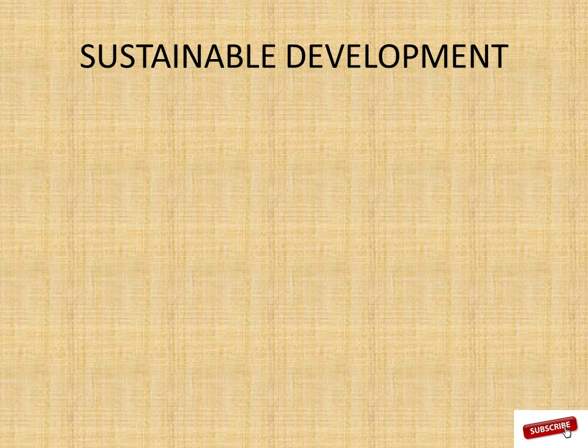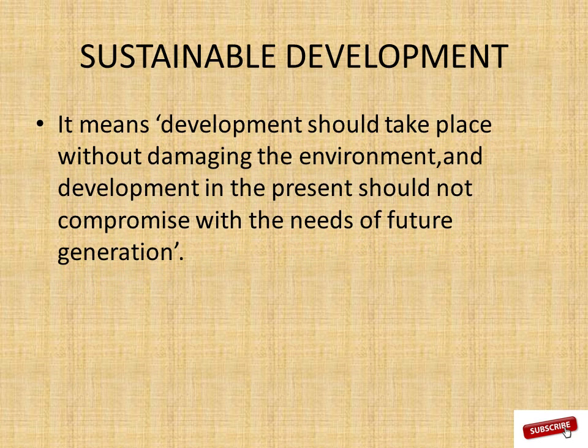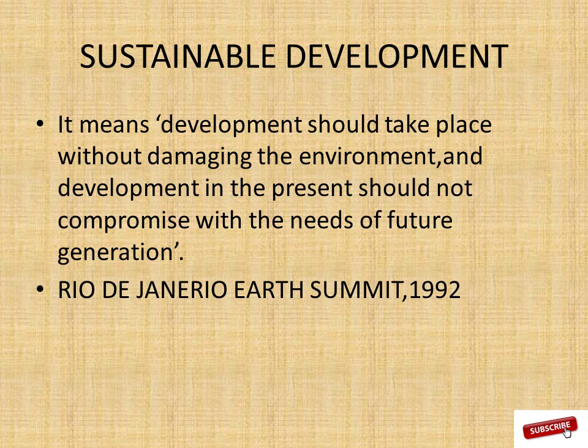So now coming to sustainable development, what exactly sustainable development means is that development should take place without damaging the environment, and development in the present should not compromise with the needs of our future generations. Now, in terms of sustainable development, two goals were decided, and they were the Rio de Janeiro Earth Summit 1992 and Agenda 21.